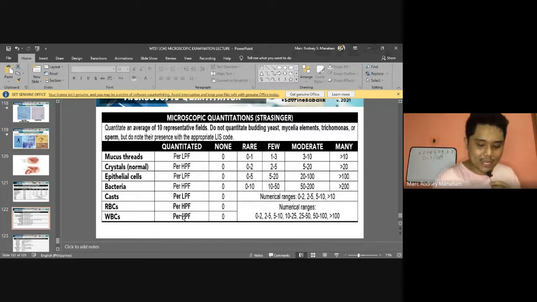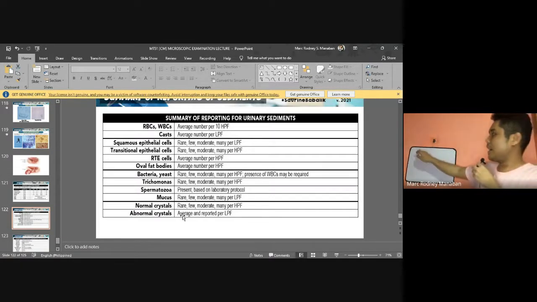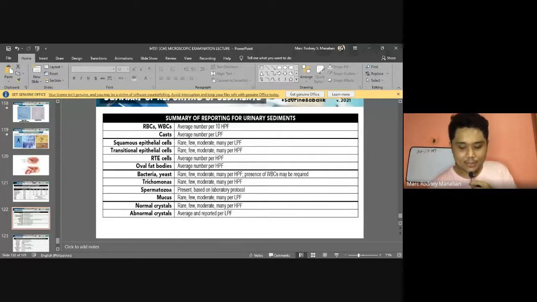Now a summary on how to report urinary sediments. Don't be confused, because this is from a different reference, Strasinger, but it is from your review notes on how we report. The questions are such as how do you report calcium oxalate crystals? How do you report mucus threads? We'll start first with the average number per 10 HPF. What is the mnemonic for average number per 10 HPF?